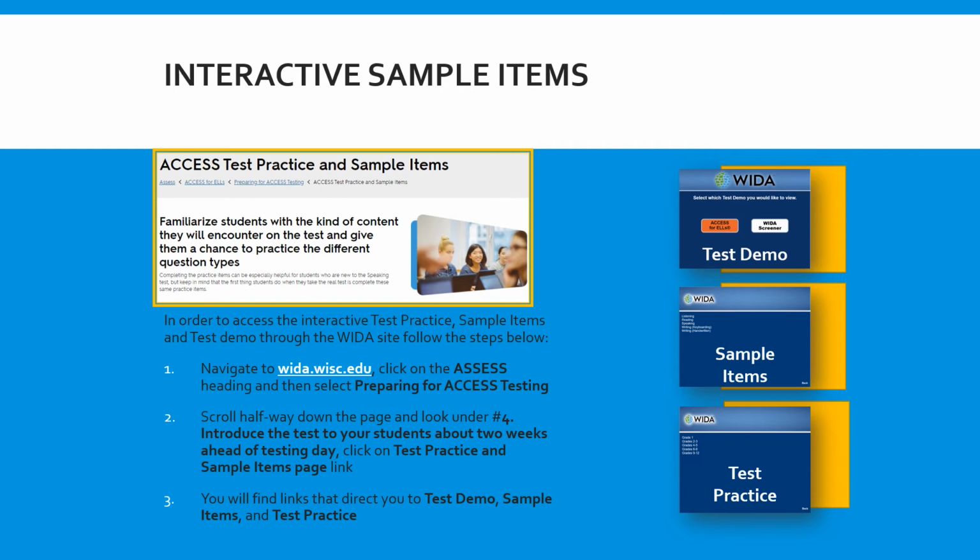Navigate to the WCSD website, click on the Access heading, and select Preparing for Access Testing. Scroll halfway down the page until you locate number 4. Click on Test Practice and Sample Items page. You will find links that direct you to Test Demo, Sample Items, and Test Practice.